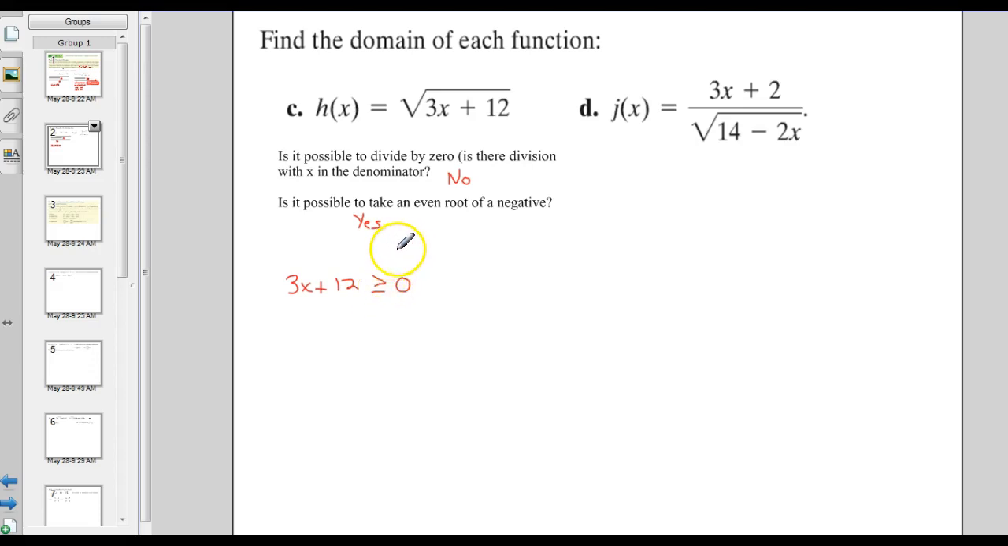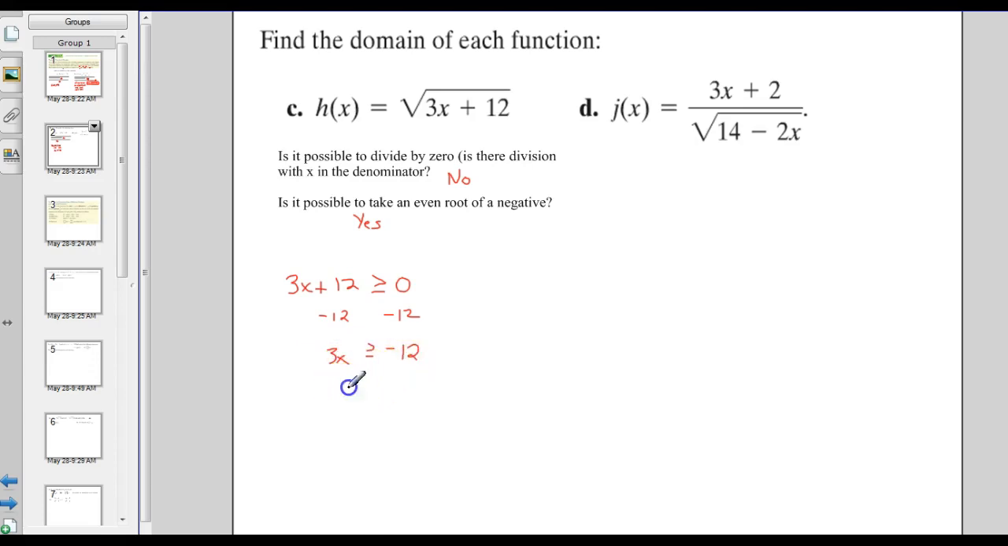Right? Less than that, if we switch that to a less than symbol, this is less than 0, that means it's negative. That's what we don't want. So we take away the possibility of less than, and that leaves greater than or equal to. Alright, now we just solve. Subtract 12 from both sides. 3x is greater than or equal to negative 12.